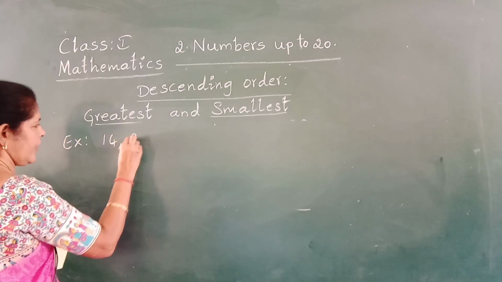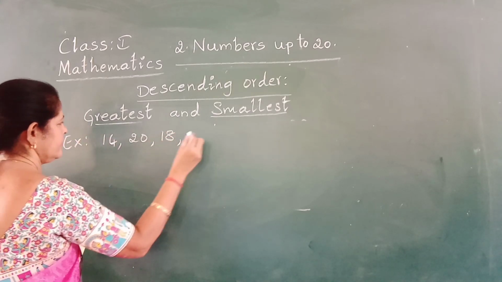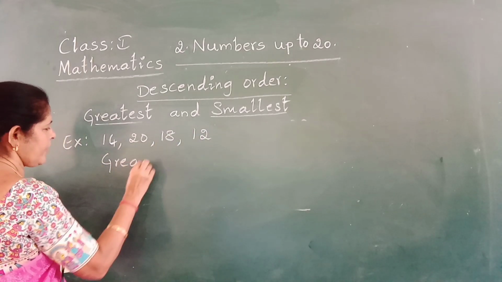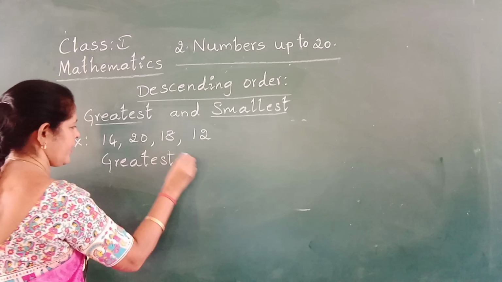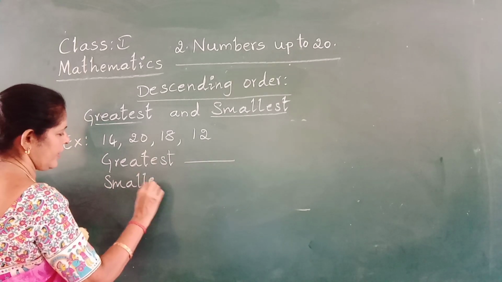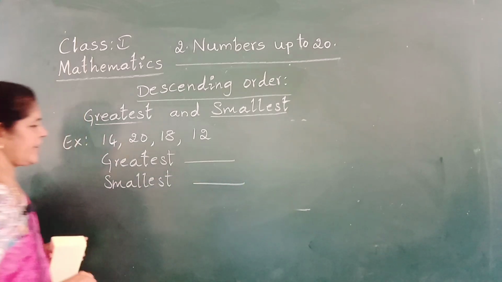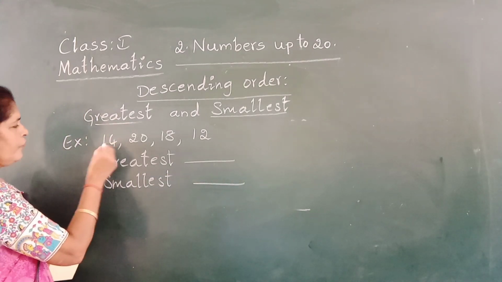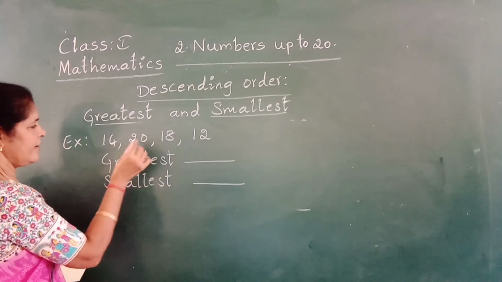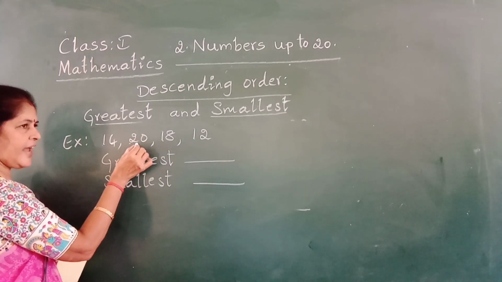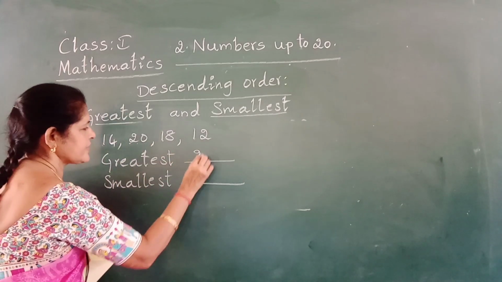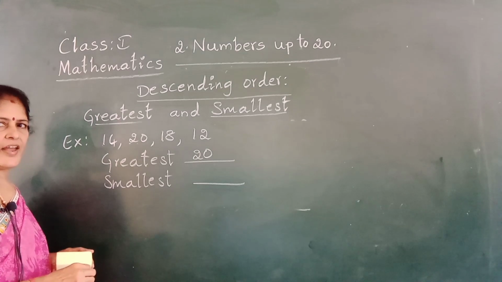14, 20, 18, 12. Right? Greatest number and smallest number. Greatest means big number. Smallest means small number. Okay? Come on, find out. In the same rule. See, 1 ten, 1 ten, 1 ten. But this number having 2 tens. 2 is more than 1. Then 20 is greatest among the given numbers.